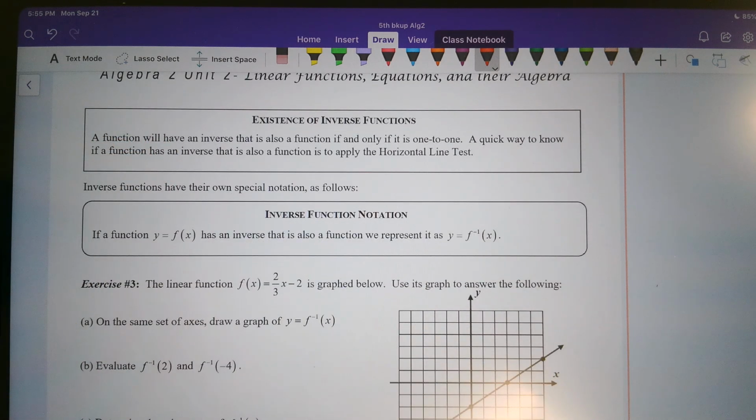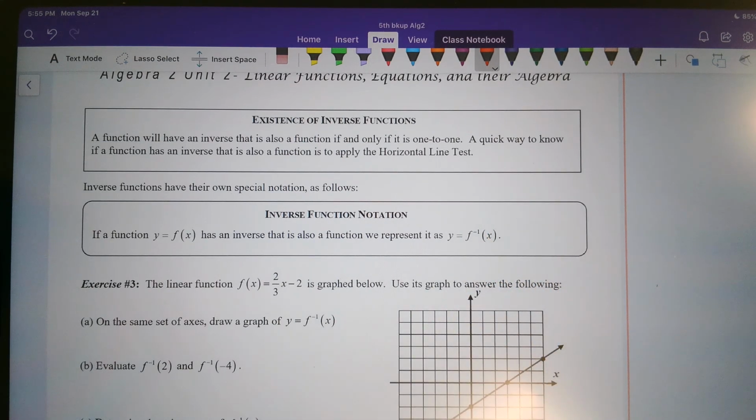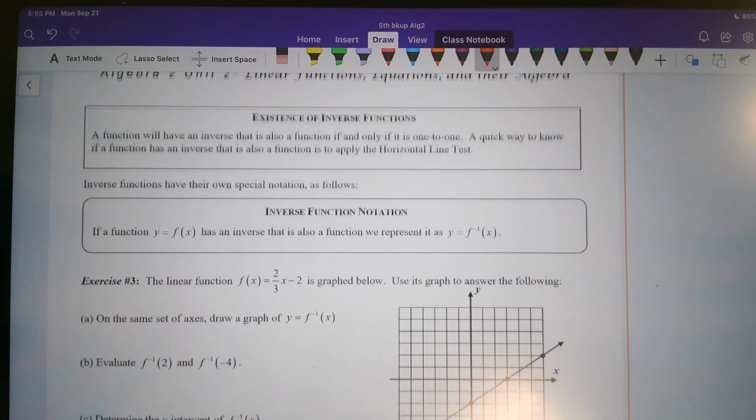A function will have an inverse that is also a function if and only if it's one-to-one. A quick way to know a function has an inverse that is also a function is to apply the horizontal line test.